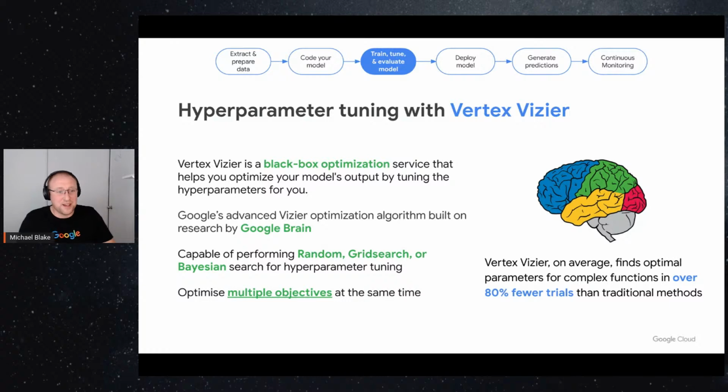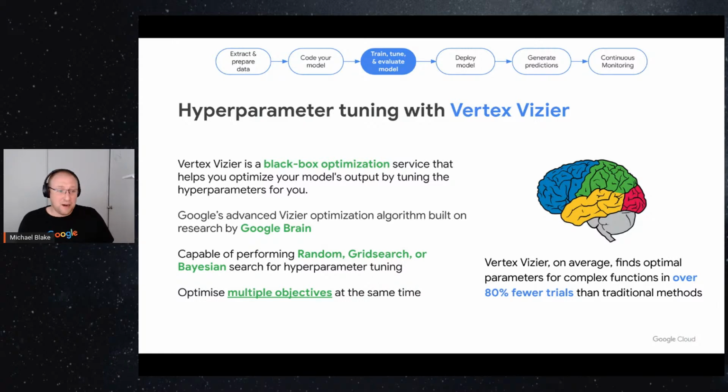enter Vertex Vizier. Vizier is a black box optimization service. When I say black box, it means it doesn't need to know exactly what problem you're trying to solve, and that'll make sense in a minute. This is built on a capability developed by Google Brain, and a version of Vizier has been used internally by Google machine learning engineers for our internal products for a very long time. It's just recently been productized, and it's pretty exciting because it really helps to simplify what could be a time-consuming and problematic area when doing this for real. The other thing that's really cool about it is that it allows you to optimize for multiple things at the same time, multiple objectives.